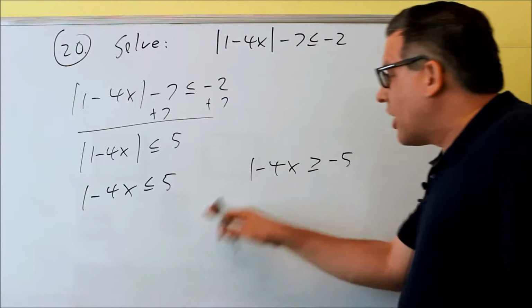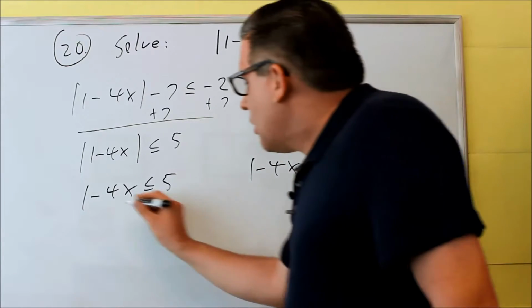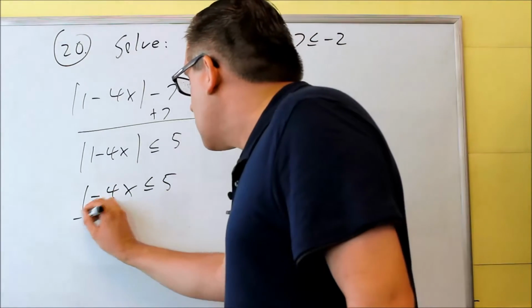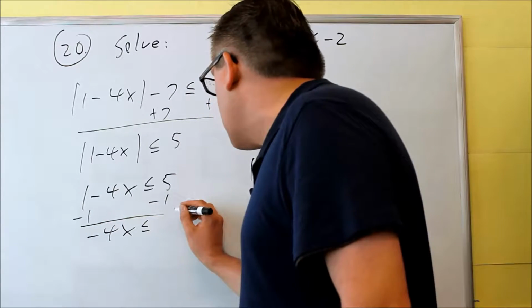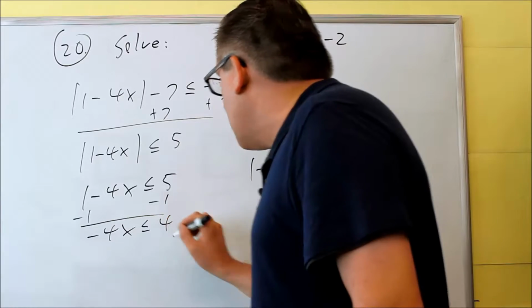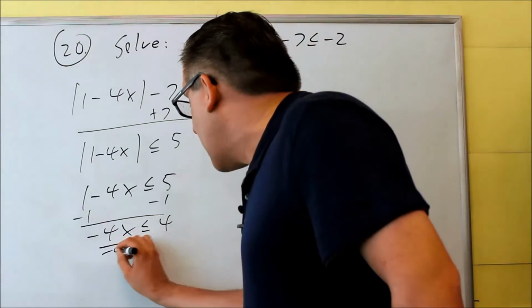So for this one, now that I have these two separate problems, I'm going to get two different answers here. I'm going to subtract 1 from both sides. So subtract 1, and I get negative 4x is less than or equal to 5 minus 1, which is 4. Now, I'm going to divide both sides by negative 4.